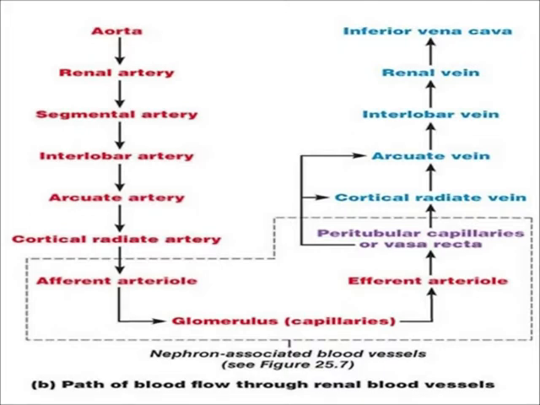From the diagram, we can see that the blood flows from the aorta to the renal artery, segmental artery, interlobar artery, arcuate artery, cortical radiate artery, afferent arterioles, then into the glomerulus. From the glomerulus, the blood flows into the efferent arteriole, peritubular capillaries or vasa recta, cortical radiate vein, arcuate vein, interlobar vein, renal vein, and finally into the inferior vena cava.